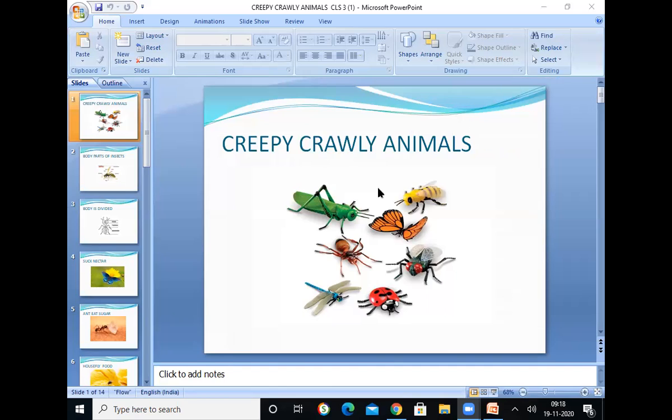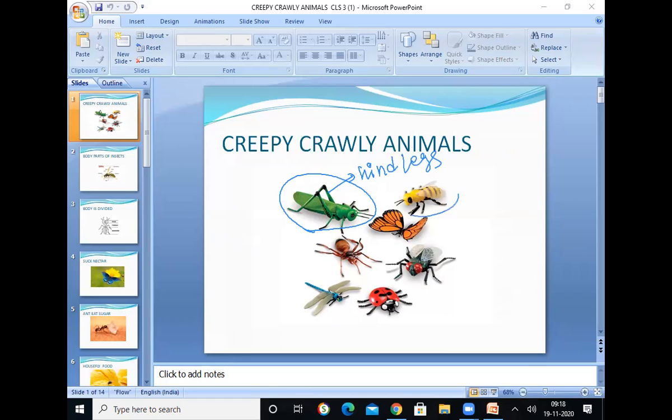Now we are going to discuss creepy and crawly animals. If you observe here the different types of insects which are there in our textbook, right? First one, yes, this is the grasshopper. Already we know about it. It has very big hind legs. Because of the hind legs, it can jump from one place to another place.